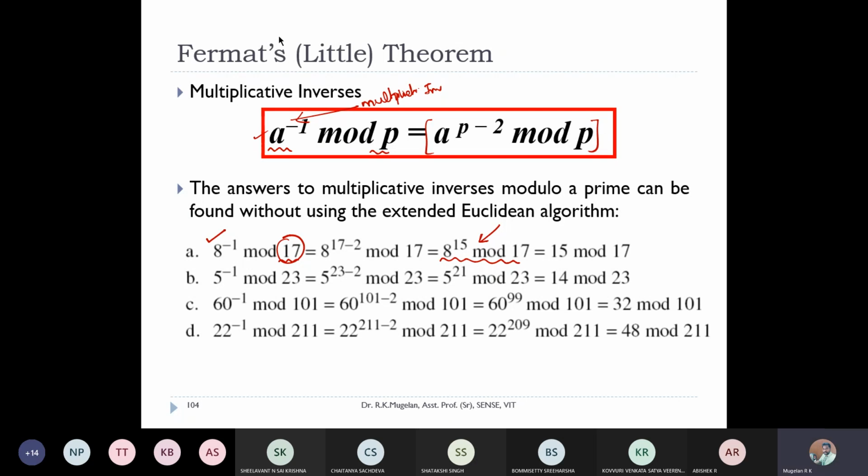Assuming that you people are well versed with finding these higher powers like 8 power 15 modulo 17, I'm proceeding, right? So if you solve 8 power 15 modulo 17, you'll get 15 mod 17. And similarly, for the inverse of 5 mod 23, again it is p minus 2, 5 power 23 minus 2 mod 23, and you'll end up with your multiplicative inverse. If you want to cross verify, just take this 14 and multiply with 5 and take modulo 23, you'll end up with the answer 1. Right. So with this, we are concluding Fermat's theorem.